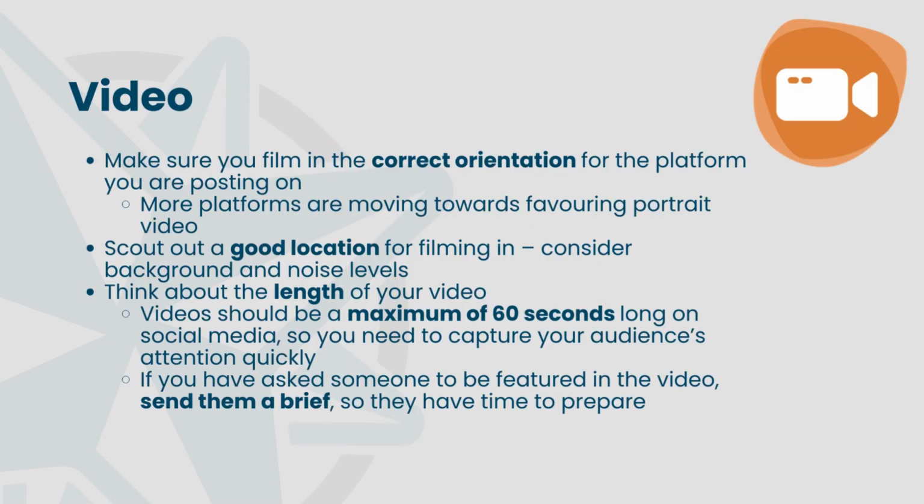In order to elevate your video content on social media, you need to consider these things. Choose the right orientation or camera rotation when you're filming. We're seeing a shift towards portrait orientation on most platforms. It tends to perform better on mobile devices, which are increasingly the primary means of accessing social media. If your video is likely to end up on your website or on YouTube, however, then landscape orientation might be a better option.